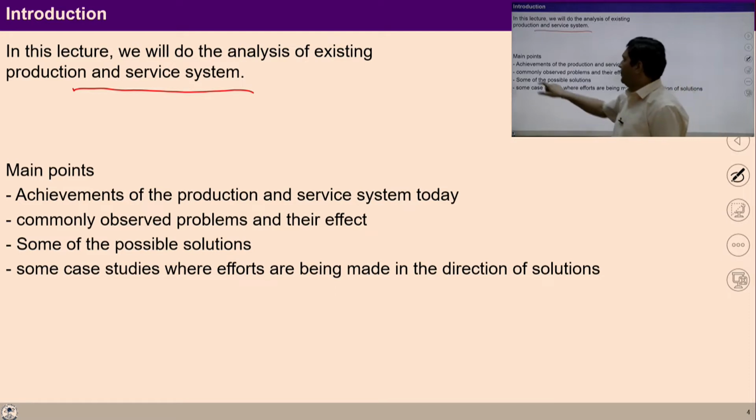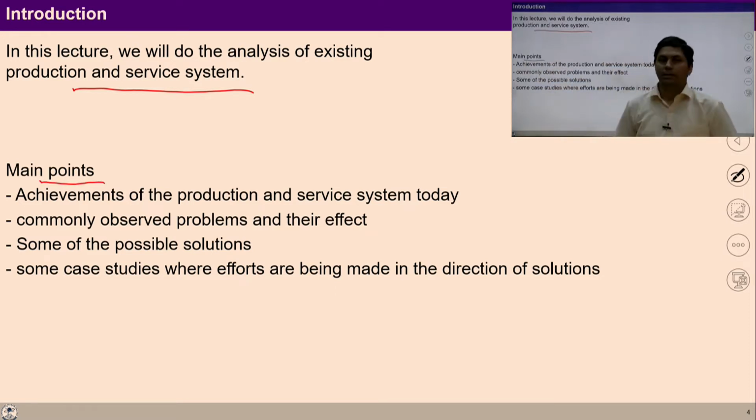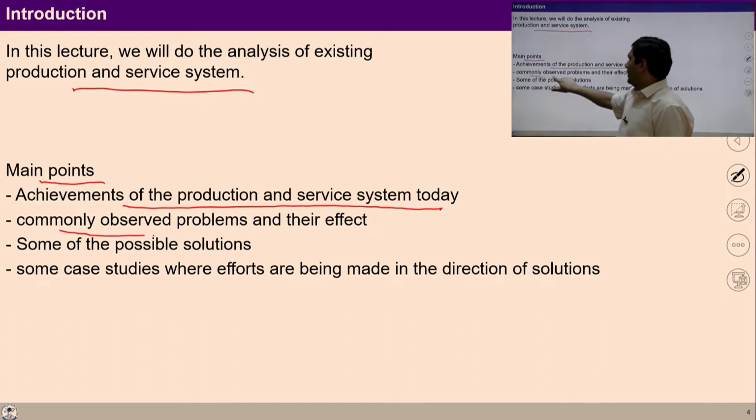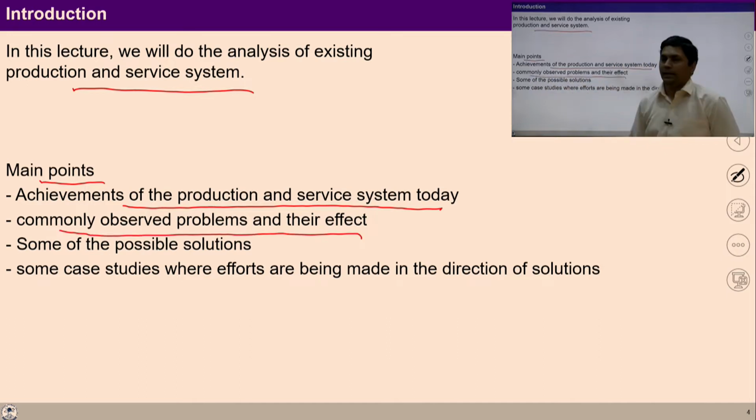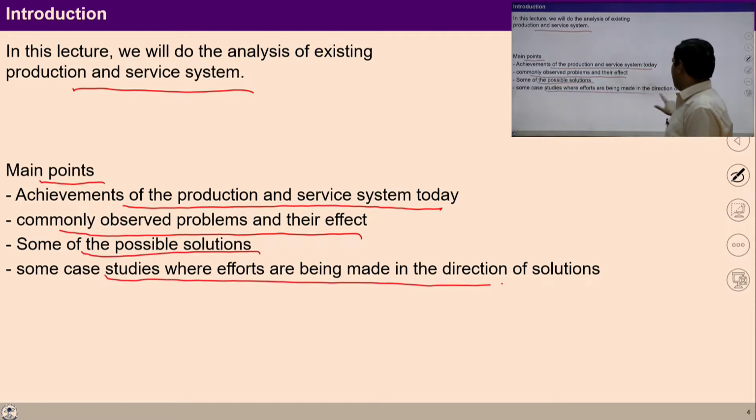So if you see the main points, we are going to cover the achievement of the production and services system today. Then commonly observed problems and their effects, some of the possible solutions, and some case studies where efforts are being made in the direction of solutions. So all these points we are going to cover in this session.